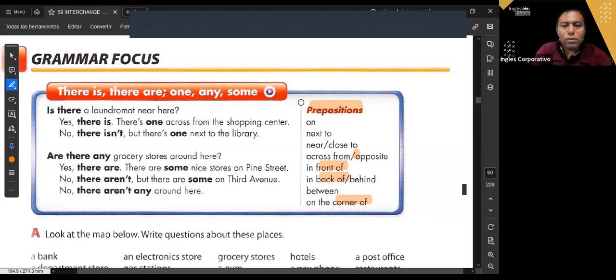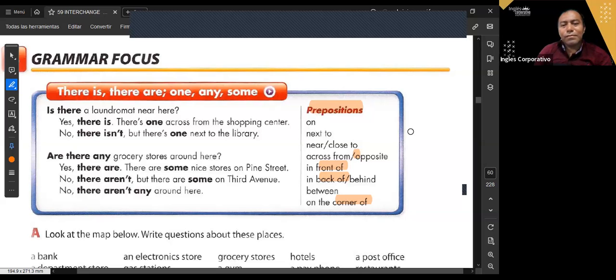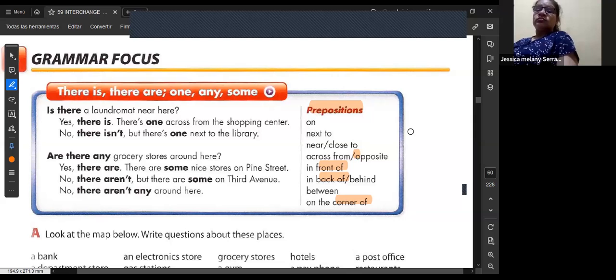Do you have a question with the meaning? Have any question with vocabulary? Yes, teacher. Yes. Sí. Dígame. No, sorry. Ah, no. Okay, it's okay.